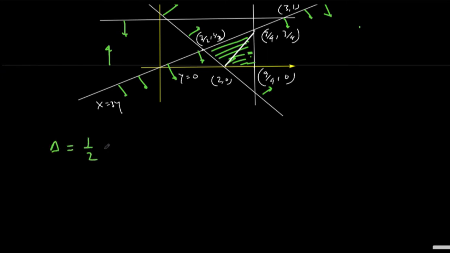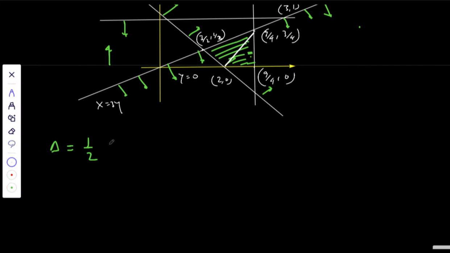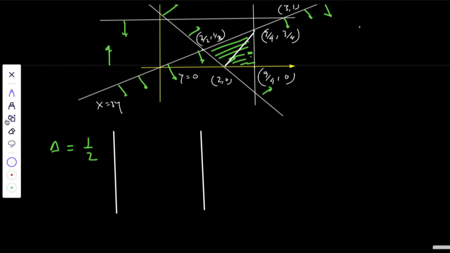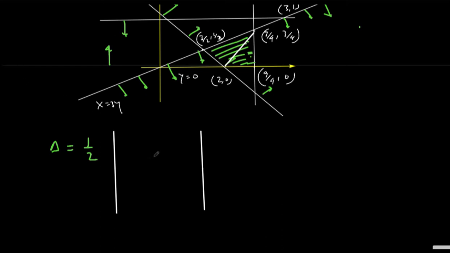Delta is equal to half of the determinant. Let me draw the determinant. You can use a 3rd order determinant or a 2nd order also. Traditionally I am using this one so everybody can get the idea. 3/2, 0, 1; 9/4, 3/4, and here 1.